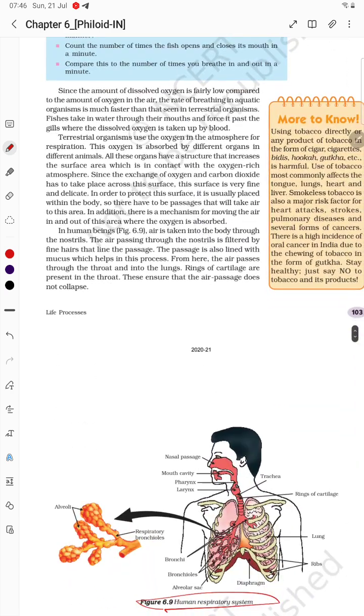Since the amount of dissolved oxygen is fairly low compared to the amount of oxygen in the air, the rate of breathing in aquatic organisms is much faster than in terrestrial organisms. Terrestrial organisms use oxygen in the atmosphere for respiration.